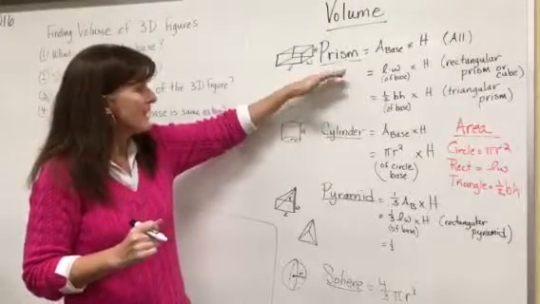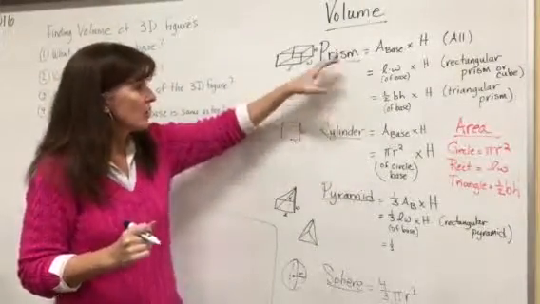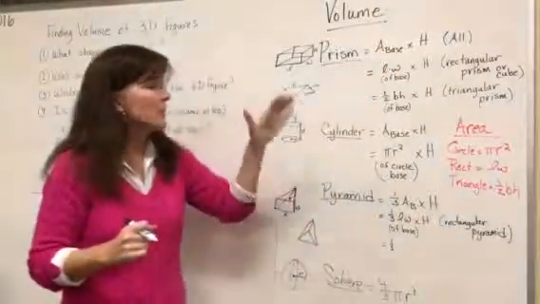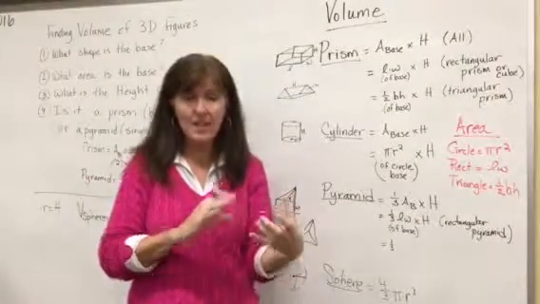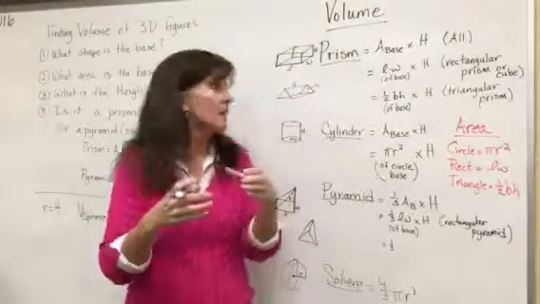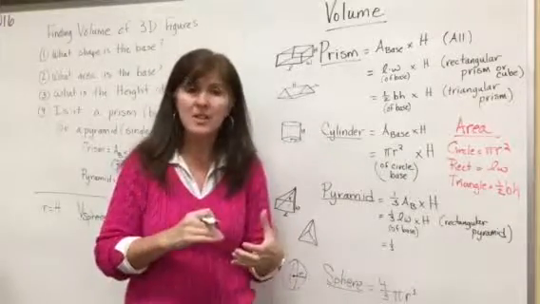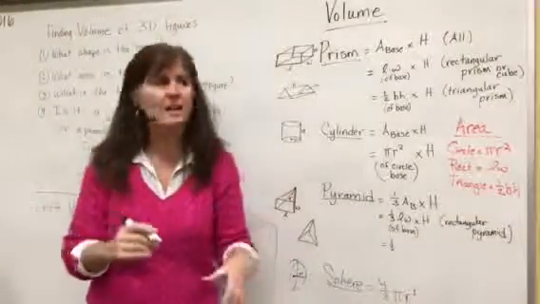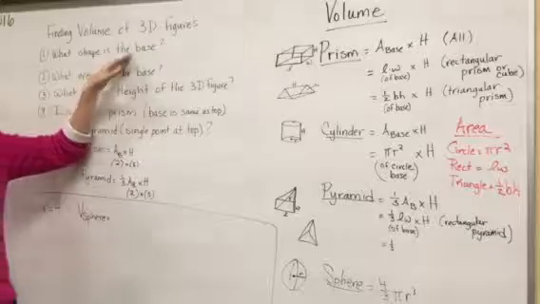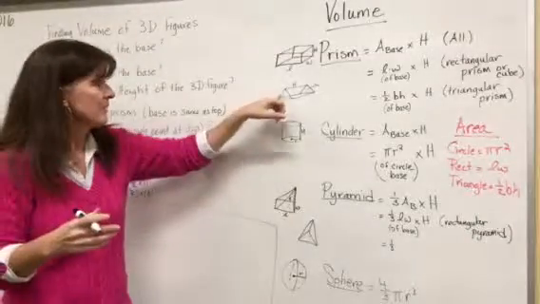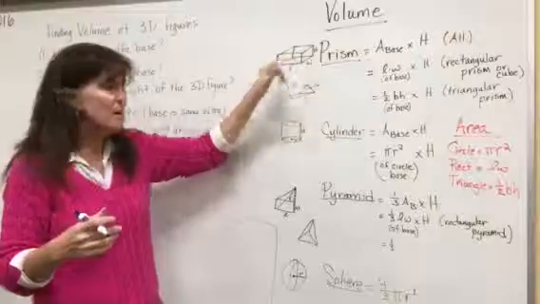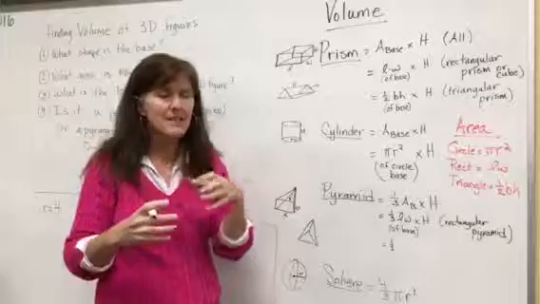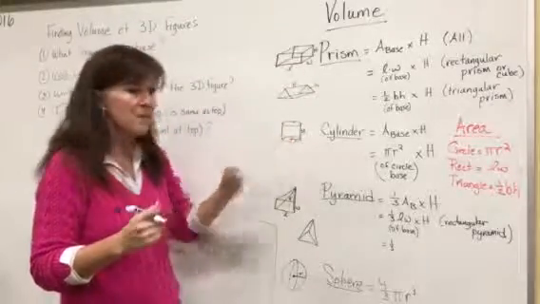For prisms and cylinders, we are always going to use area of the base times height. That's the general formula. However, depending on what the base of the prism or cylinder is going to determine which formula you use for area of the base, of course. So you have to first ask yourself, what shape is the base? Is it a triangle? Is it a rectangle or a square? Or is it a circle? And so that's the first question you ask yourself. If it has a base, what is the shape of the base?